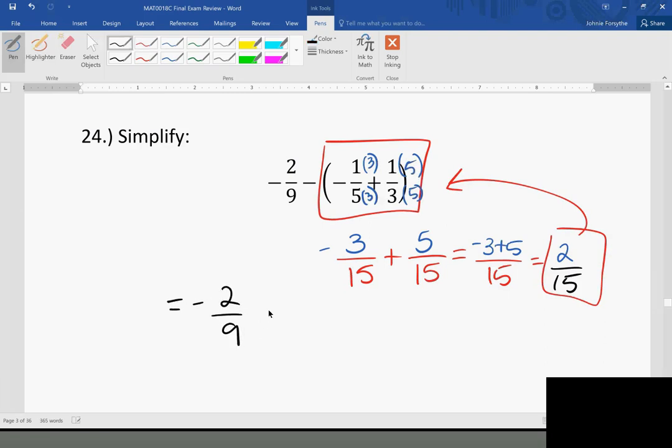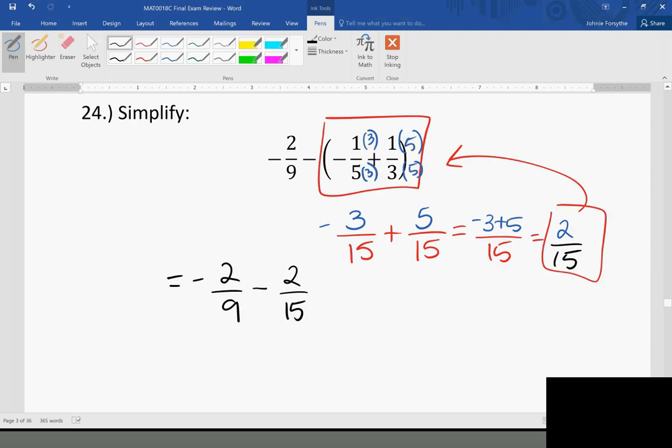Negative 2 over 9 minus 2 over 15. So now I want to get a common denominator between 9 and 15. And I'm not going to just multiply 9 times 15 because I do know that 45 is a multiple of 15 and 45 is also a multiple of 9. So I'm going to use 45.